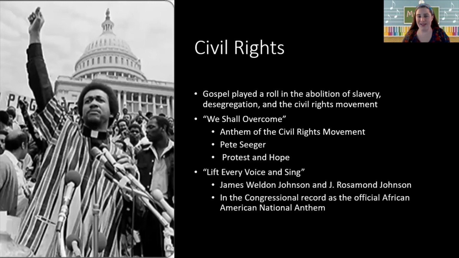Civil rights movement. Gospel played a role in the abolition of slavery, desegregation, and the civil rights movement. Same as blues, same as jazz. We Shall Overcome. This was the anthem of the civil rights movement, and it was all about protest and hope and sharing those personal experiences. Lift Every Voice and Sing. This was the congregational record as the official African-American national anthem.